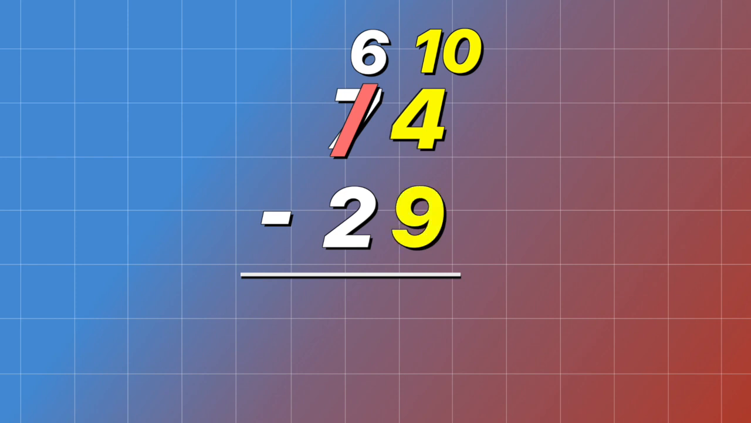Now, 14 minus 9 equals 5. We note this result below the horizontal line, in the units column. Next, let's move to the subtraction of the tens digits. 6 minus 2 equals 4. We note this result below the horizontal line, in the tens column. Thus, the final result of our second example equals 45.